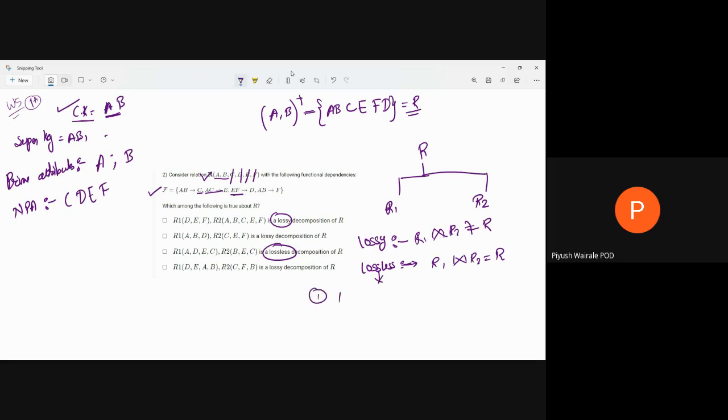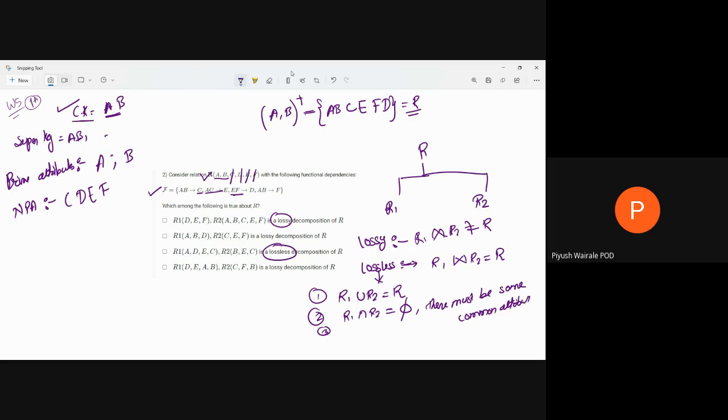So first one is R1 union R2 should give me R, right? Attributes of R1 union attributes of R2 should give me all the attributes in the relation R. Then second one is R1 intersection R2. So the common attributes present in relations R1 and R2 should not be an empty set, right? It means there must be some common attribute, right? Between R1 and R2 to satisfy this condition.